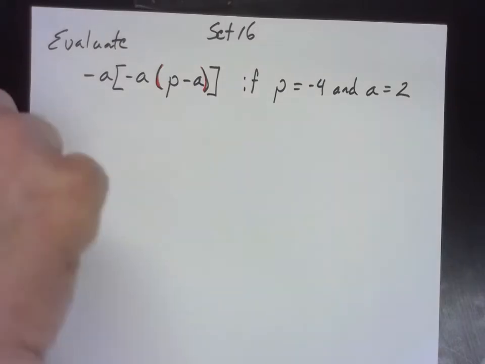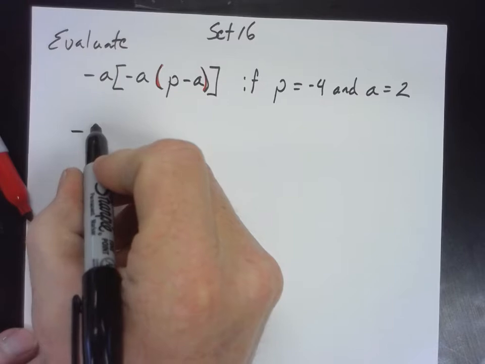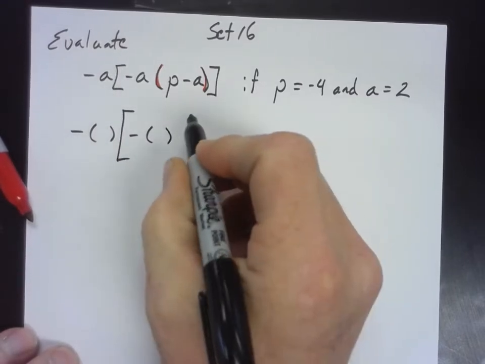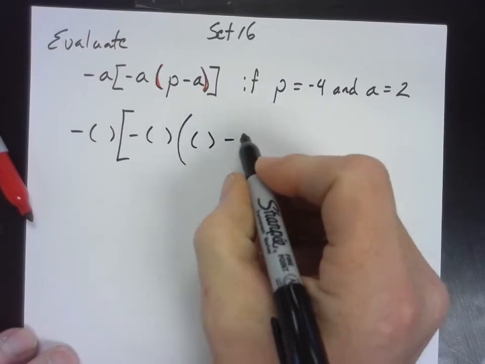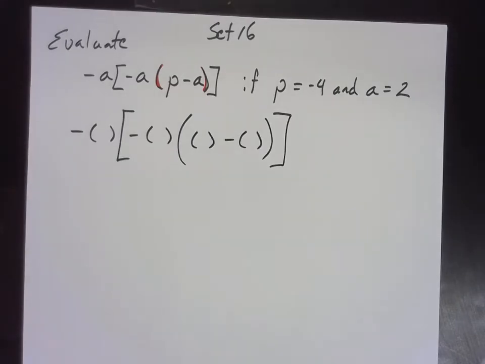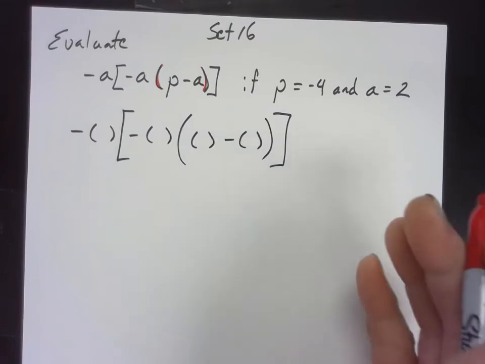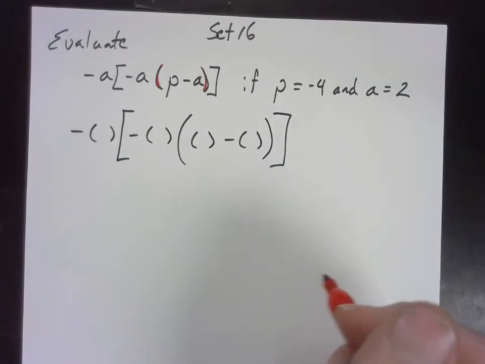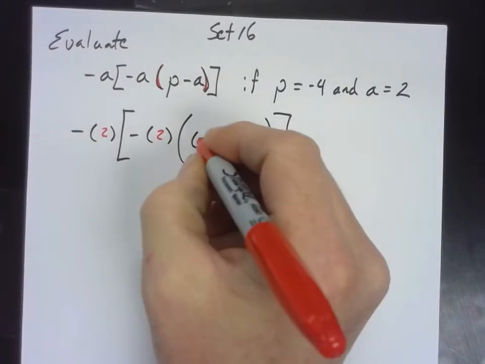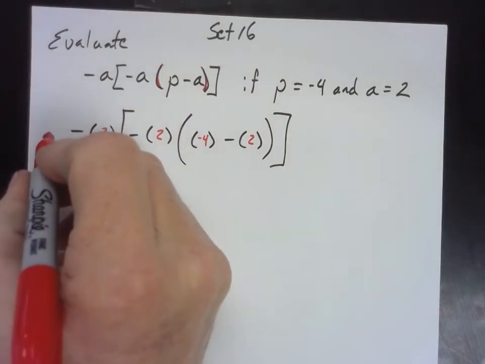So on your paper, it should look like this. Here's the opposite of A times the opposite of A, and then a big parenthesis, and then P subtract A, and then big parenthesis, and then a bracket. Why do I make them big? Yeah, so I know that they go together. I know what's happening. So we just have to put a 2 here, and a 2 here, and a 2 here, and then a -4 right there. So that's what it should look like on your paper.